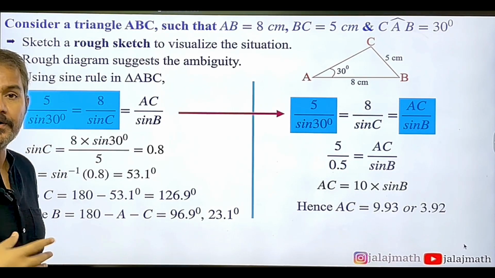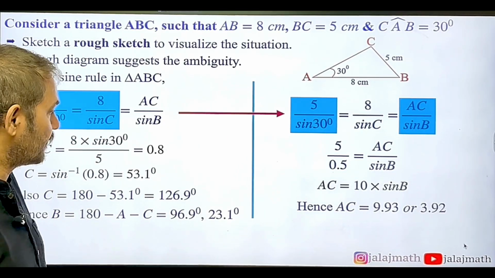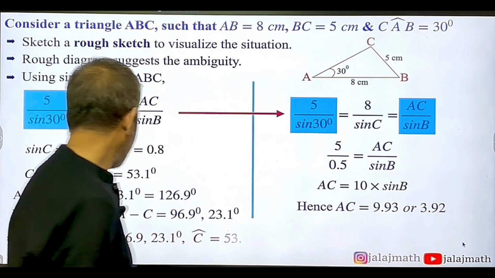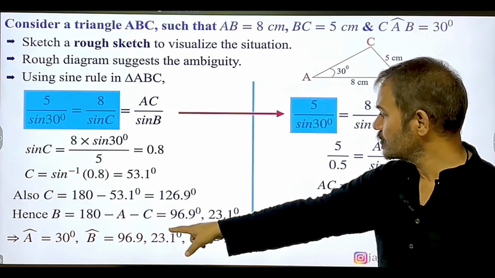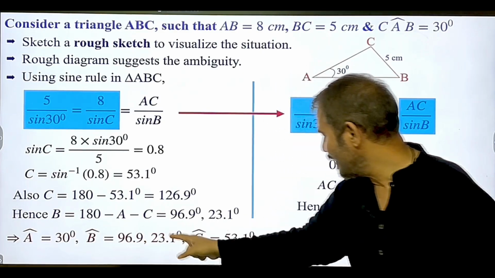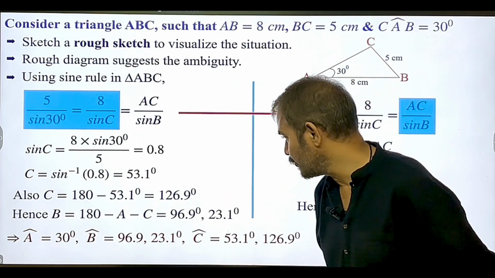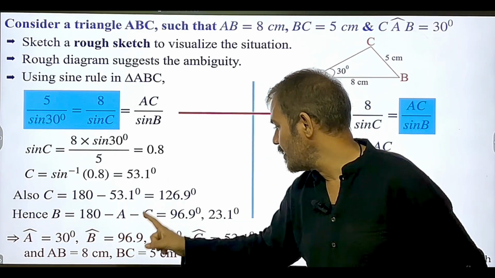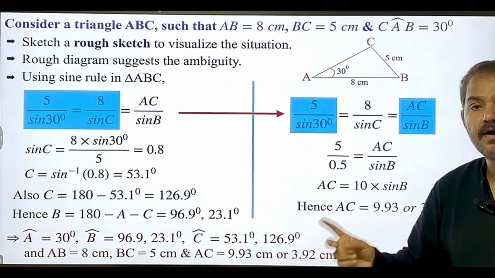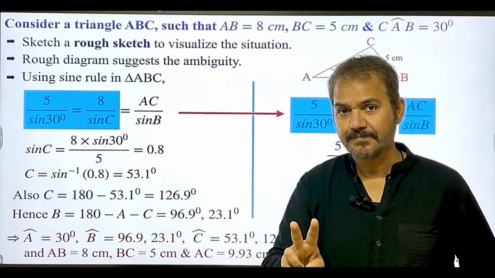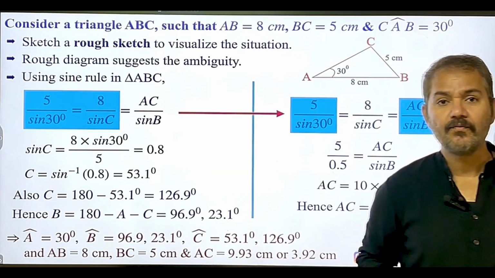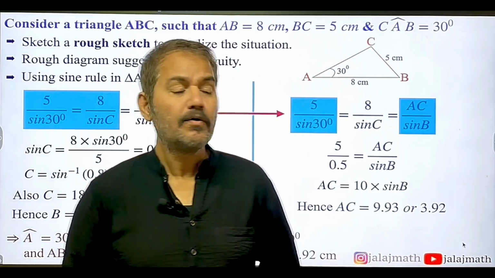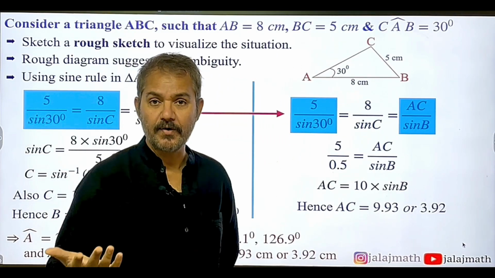We usually write it correct to three significant figures, hence you see these values. So finally, angle A was given as 30. There are two values of angle B and two values of angle C. And when it comes to sides, AB was given 8, BC was given 5, and we had two values of side AC. This is how we identify and work out questions that have ambiguity.